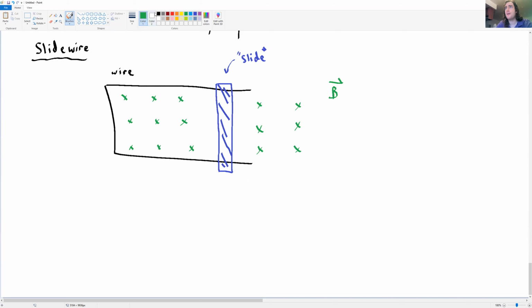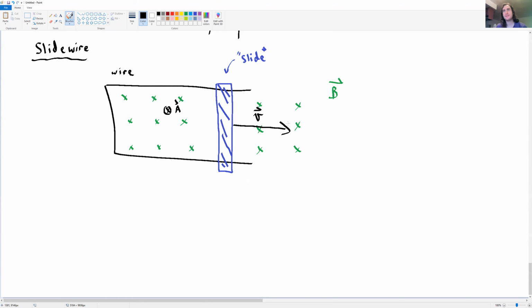We'll take the area vector to be into the board as well. So this is the area vector for this loop here. And what we're going to do is set this wire in motion. We're going to have it move in this direction with a velocity v. I want to see what happens here.